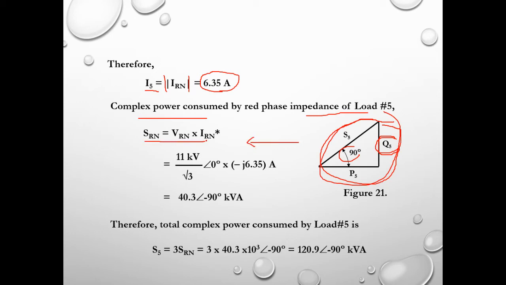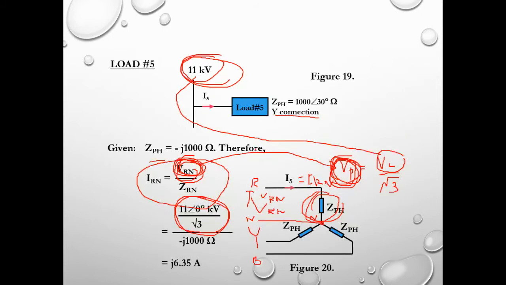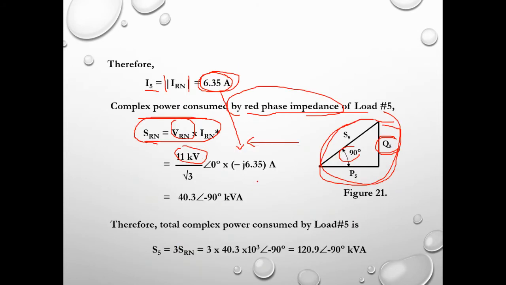Again, for the single line complex power of the red phase impedance, VRN multiplied by IRN conjugate. For VRN, the phase value, we have the line voltage divided by square root 3, multiplied by IRN conjugate. For the conjugate, you should put minus j. Here IRN is positive, so you put negative j. Now we have negative j due to this conjugate value.